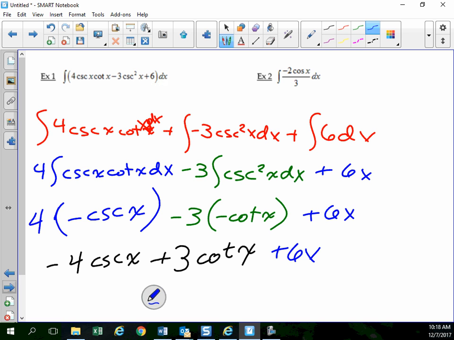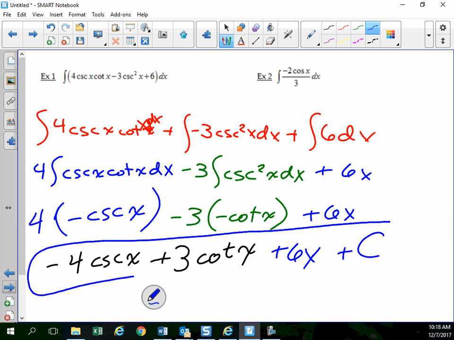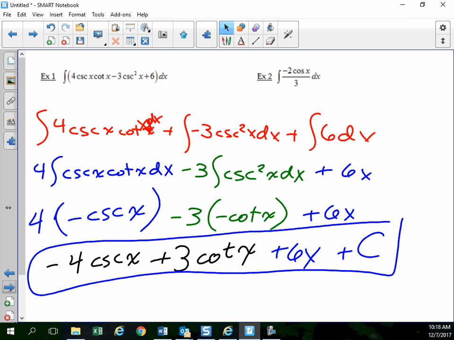Everyone agree with my answer? Why not? Now you agree with my answer. Yes. There we go. That's the integration of negative 4 cosecant cotangent minus 3 cosecant squared plus 6, which is negative 4 cosecant x plus 3 cotangent x plus 6x plus c.